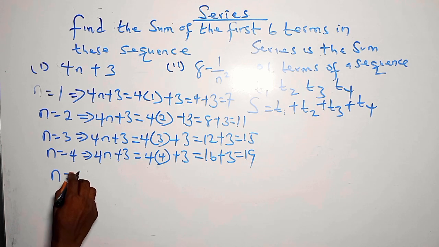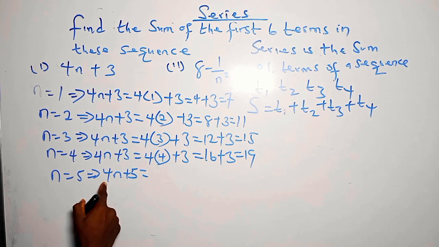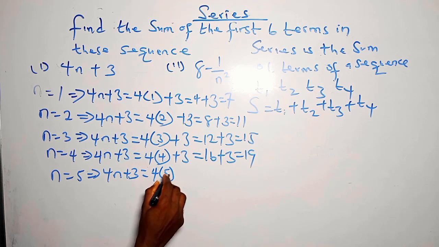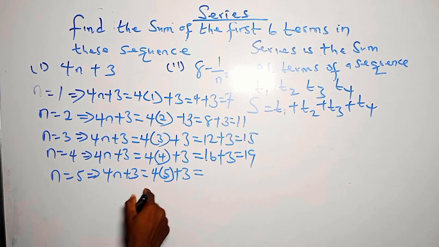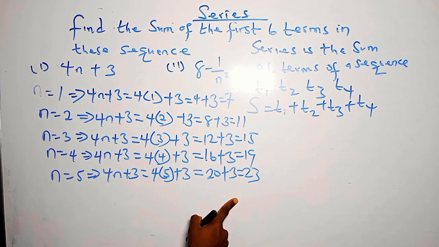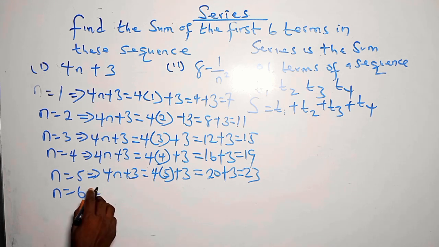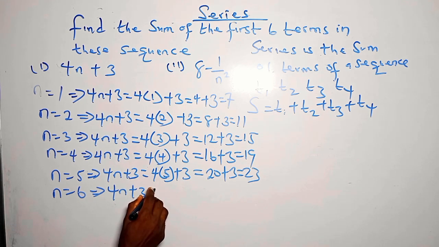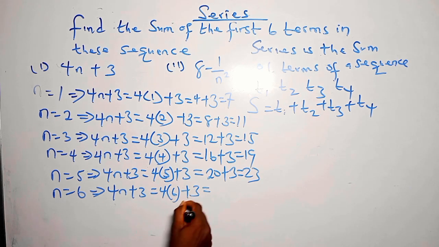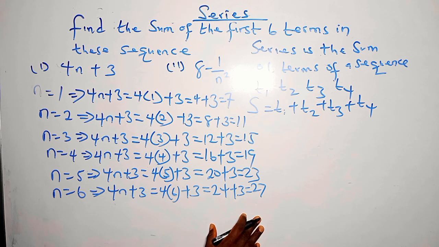And when n is 5, we have 4 times 5 plus 3. 4 times 5 is 20, 20 plus 3 is 23. And when n is 6, we have 4 times 6 plus 3. 4 times 6 is 24, 24 plus 3 is 27.